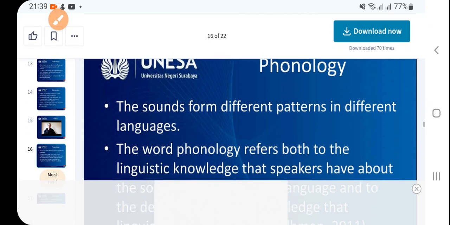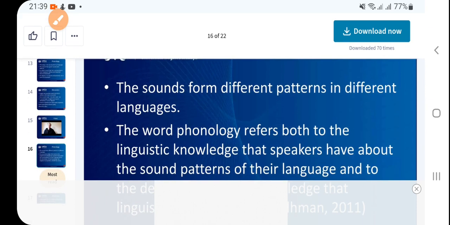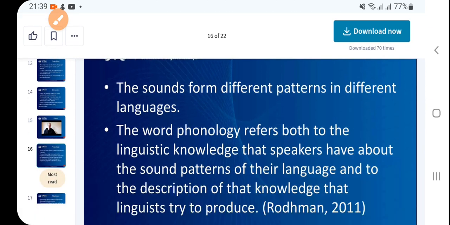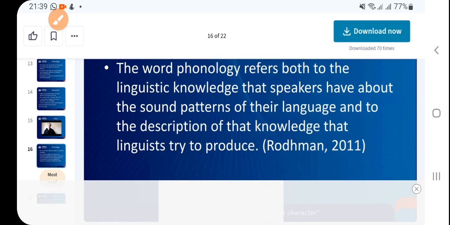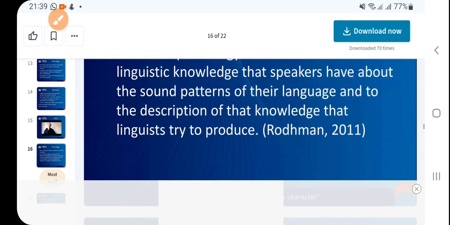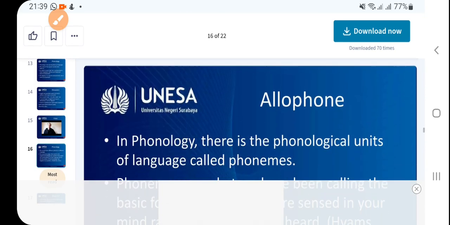Now sound pattern, right? Phonology: the sounds form different patterns in different languages. The word phonology refers both to the linguistic knowledge that speakers have about the sound patterns in their language and to the description of that knowledge that linguists try to produce, right?